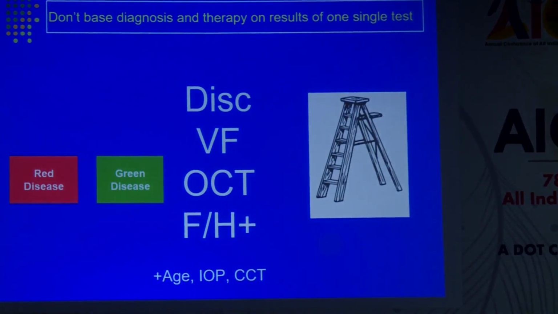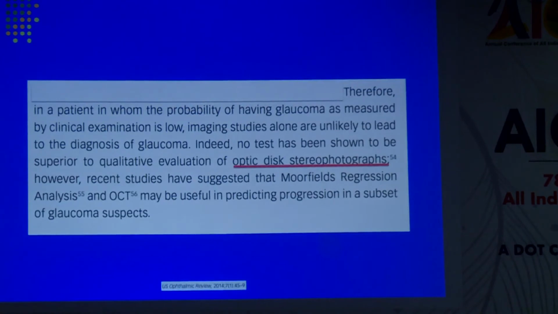So don't base a diagnosis and therapy on the results of a single test. Look at the disc, look at the visual fields, look at the OCT, look at the family history, look at other risk factors, keep the red and green disease that Mona has described, have a step ladder approach to treatment, keeping all these factors, and then decide whether we need to treat that patient or follow up that patient. A single test is not going to define whether we need to treat them or not.